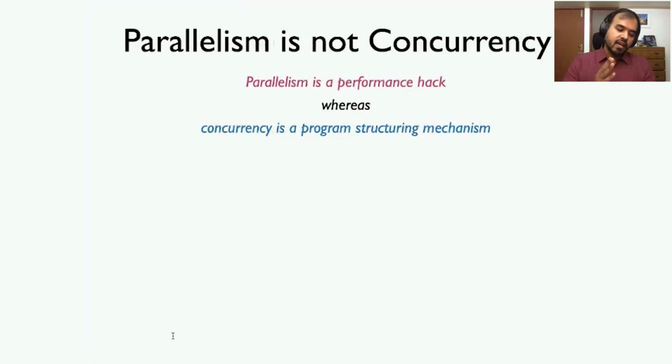Okay, so that concludes my description of domains for parallelism. And the next thing we're going to talk about is effect handlers for concurrency, right? As I mentioned before, parallelism is not concurrency. Parallelism is just a performance hack, right? You have a program, you want to make it go fast, you add some primitives, you make it go fast on multiple cores. But concurrency is a program structuring mechanism. It lets you express programs you cannot otherwise, right?